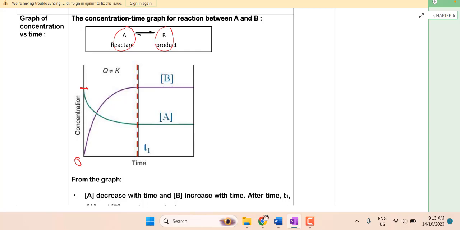As the reaction proceeds, the reactant will be decreasing while the product will be forming, until one time, at T equals 1, when the concentrations of product and reactant are constant. From this point forward, we say that the reaction has already achieved equilibrium. Equilibrium means that the concentrations of reactant and product are constant.